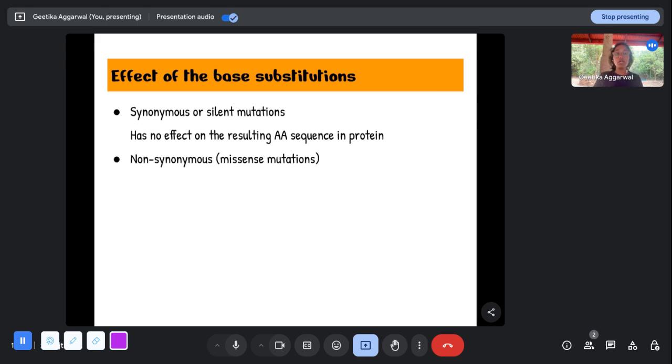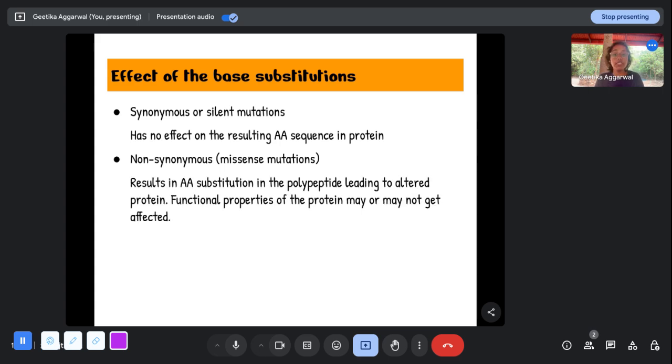Then coming to non-synonymous or missense mutations. As the term suggests, these result in amino acid substitution. इसमें amino acid change हो जाता है. So amino acid substitutions in the polypeptide lead to an altered structure or an altered form of the protein. अब क्योंकि amino acid change हो गया है, the protein has also been changed, and it may or may not lead to a change in the functional properties of the protein. So उस protein के functional properties may or may not get affected. They may remain entirely the same, or they may get affected.